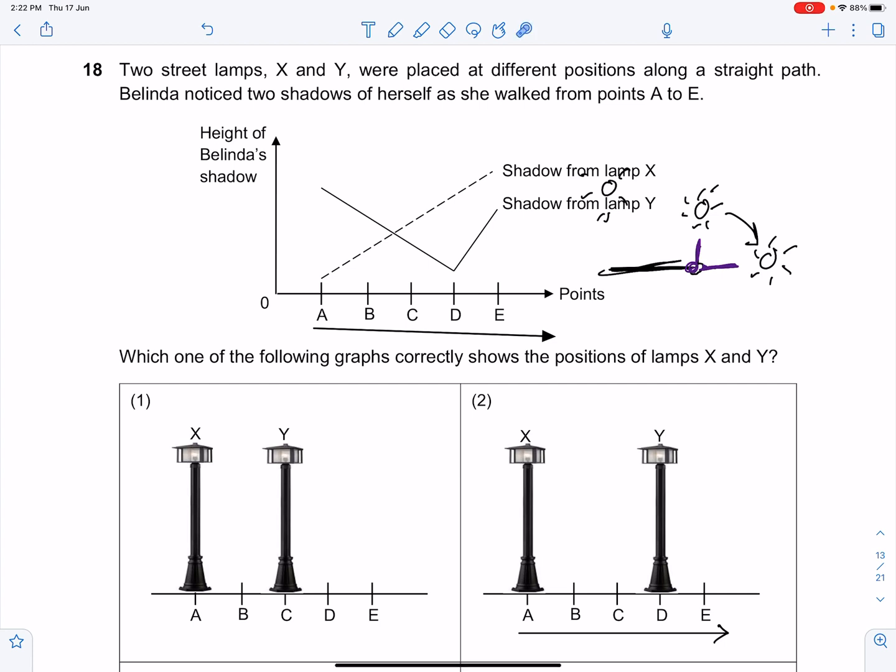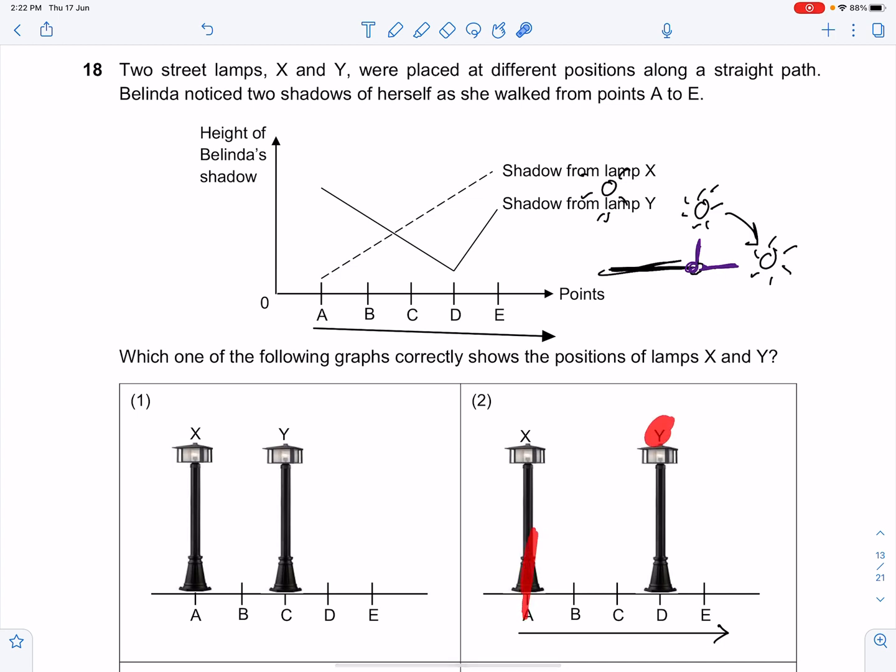So that is exactly what is being shown here. So yes, check, X is correct. Now let's talk about Y. Now from Y, you need to understand that at first, she was standing at A and Y is at here.